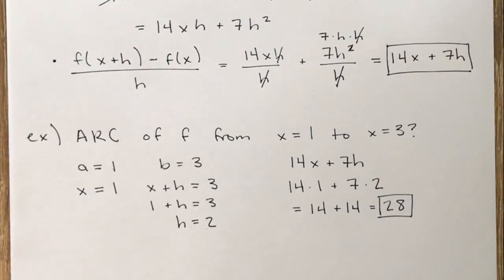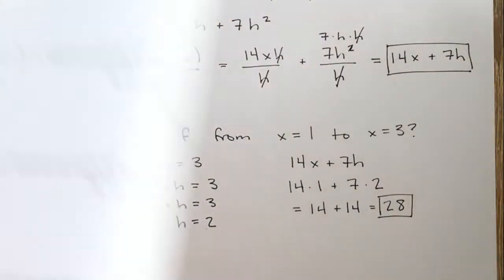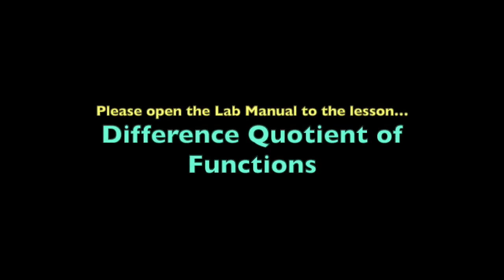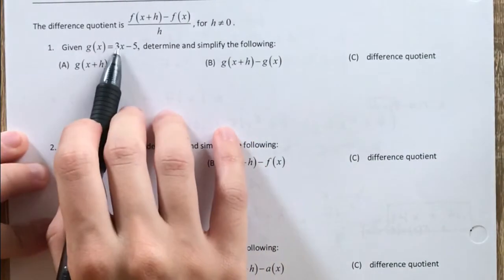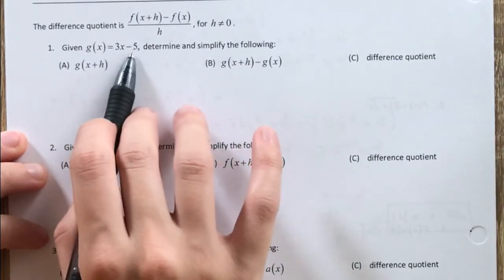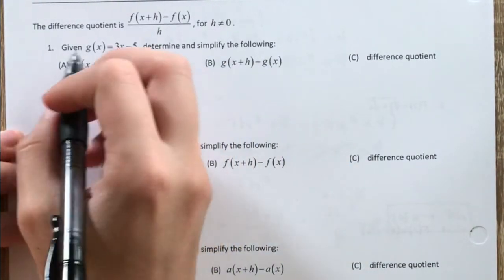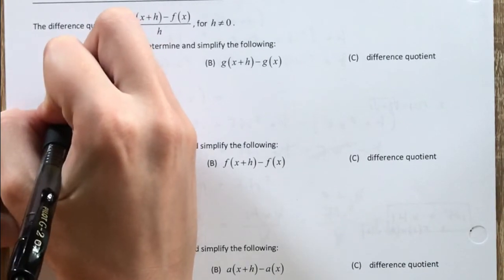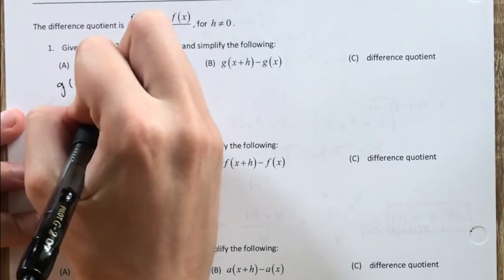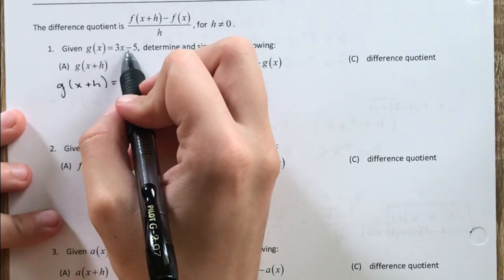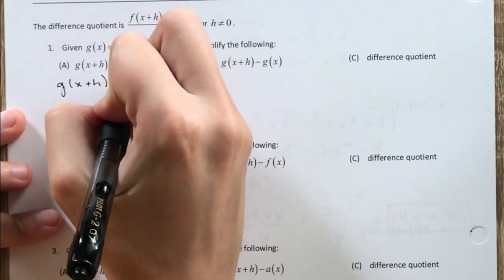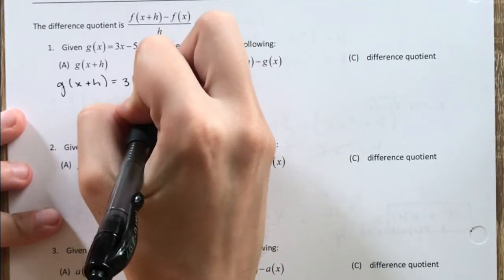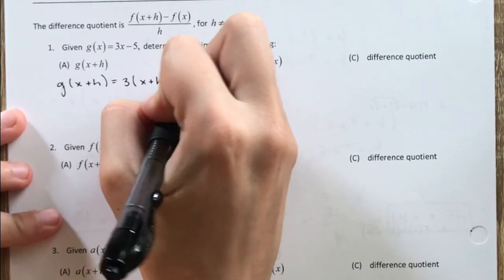Okay, let's go ahead and look at this in our lab manual. This is the section on the difference quotient of a function. Let's say we're looking at g of x equals 3x minus 5. So g of x plus h, again, we just want to plug in what that is into the function. If g is 3x minus 5, then g of x plus h is 3 times x plus h. We keep those parentheses, minus 5.